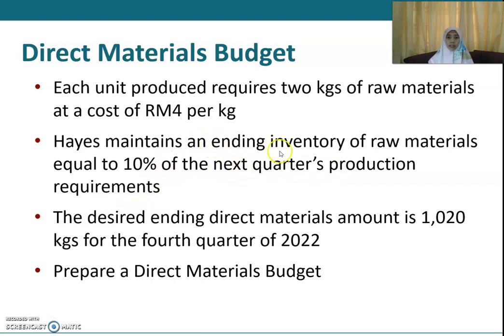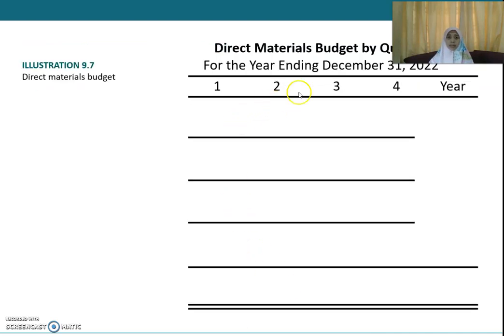So given in the question, how do you maintain your ending inventory? 10% of the next quarter's production. And then for quarter 4, your ending inventory is 1,020. You are required to prepare the direct materials budget. How do you prepare the direct materials budget? As mentioned just now, you are preparing it quarter by quarter in this case.